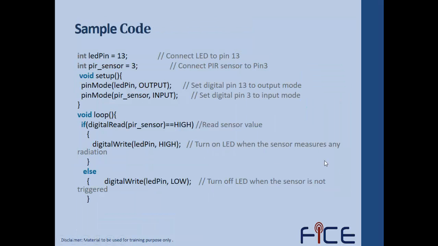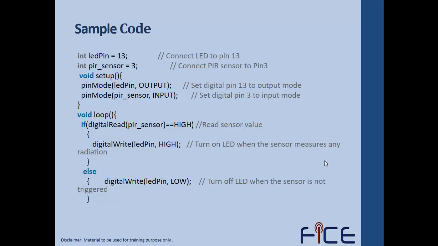Next we'll discuss the sample code for that application. In this sample code we are using two digital pins, one for the LED and another for the PIR sensor. I am taking the LED pin variable and initializing it as 13, and next I am initializing the PIR sensor variable as 3.